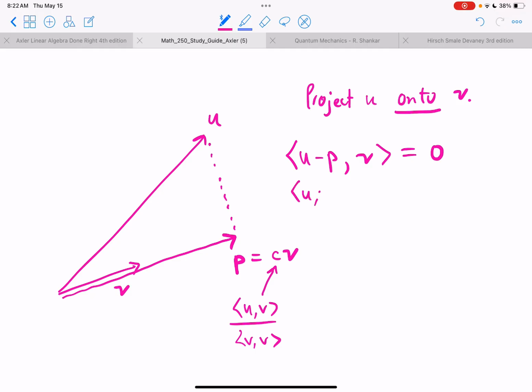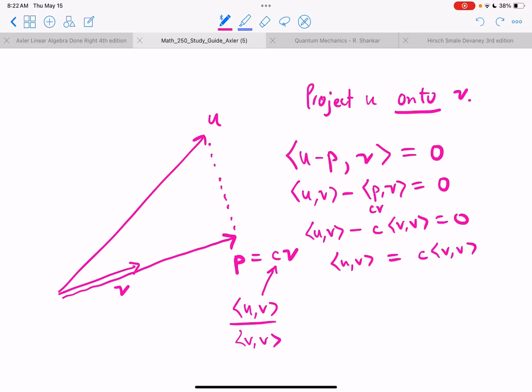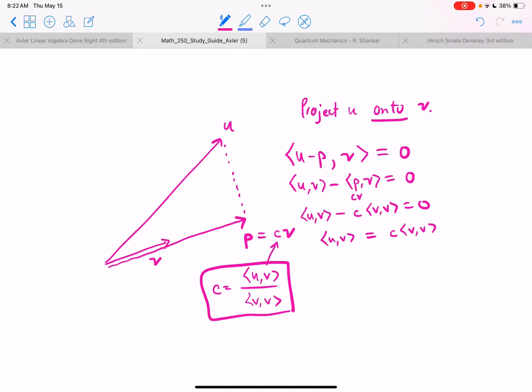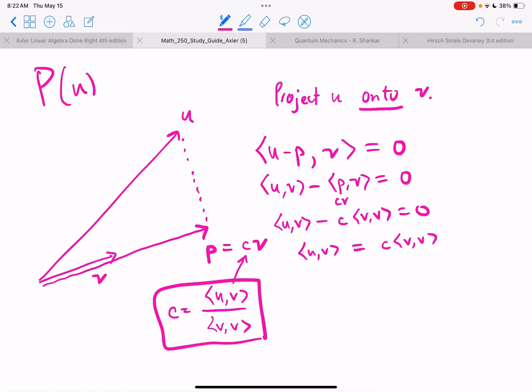So we use linearity: u·v minus p·v equals 0. But what's p? p is the unknown scalar times v. So if I replace p with cv, I can pull the c out, and I get u·v minus c times v·v equals 0, and I get that u·v is equal to c v·v by adding this to both sides, and then I divide by that, and I get that c is this. Okay. So the projection of u onto v is just u·v over v·v in the direction of v. So this is the vector part, this is the scalar part.